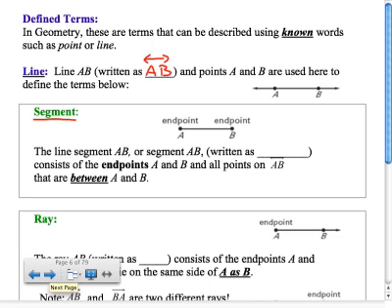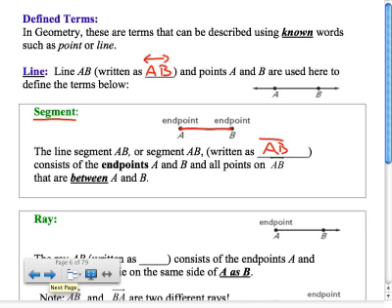A segment. When I write segment AB, it's A, B, and it's just a segment on top, 2 endpoints. It consists of the endpoints A and B and all points on AB that are between A and B. You'll notice in this particular one, this is one endpoint, that's another one, and all the points exactly between those 2 points are also on the segment.